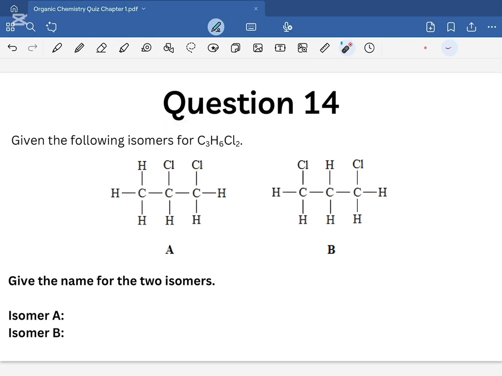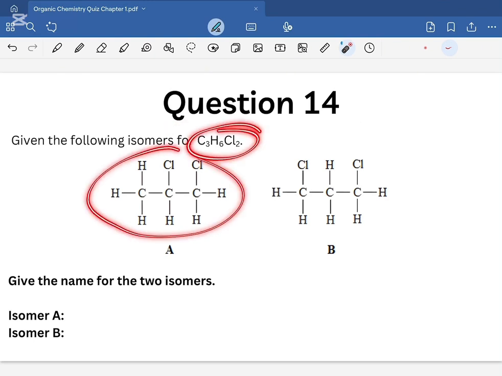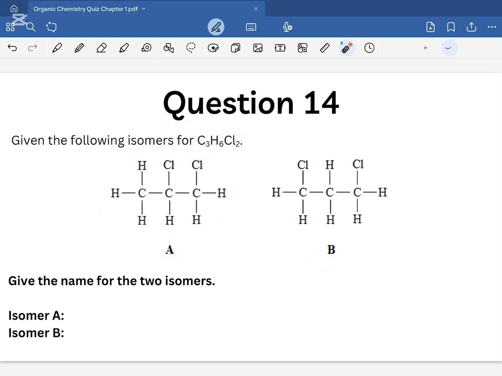Question 14, given the following isomers for C3H6Cl2, so we have A and B, give the name for the 2 isomers, isomer A and isomer B. Now for A, we have a chlorine on the first carbon and on the second carbon, and the long chain is made up of 3 carbons, so it's going to be 1,2-dichloropropane. This is the first one.